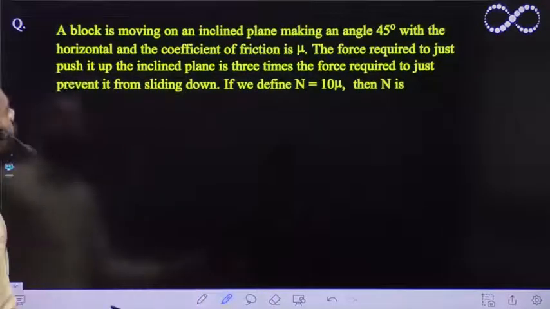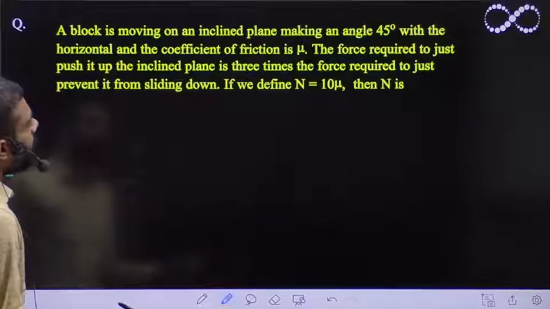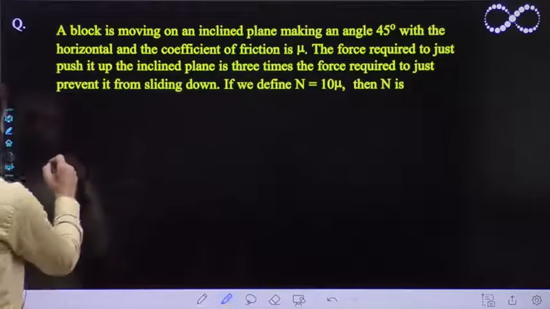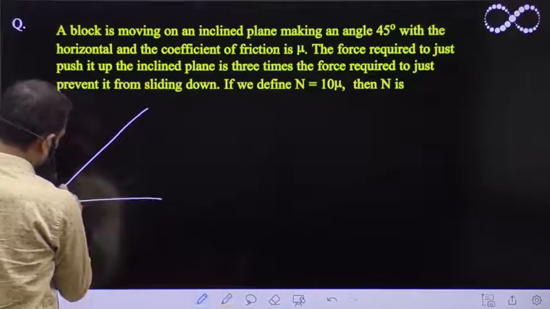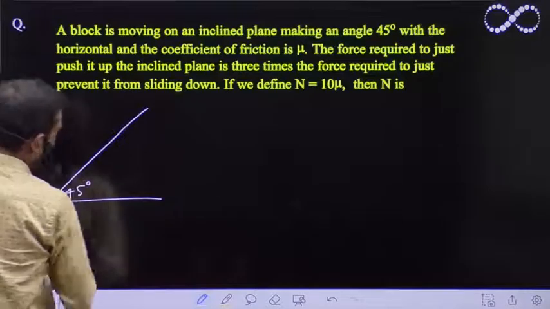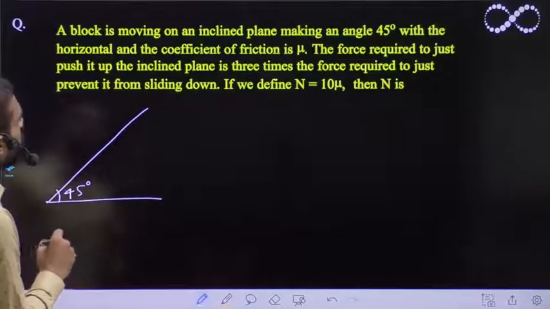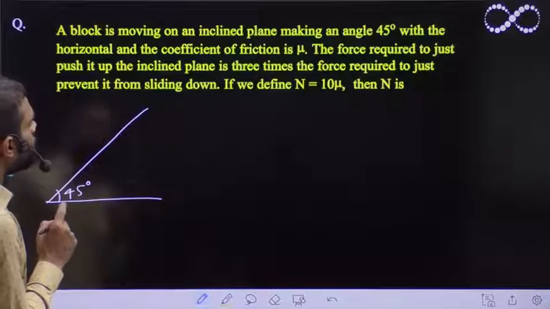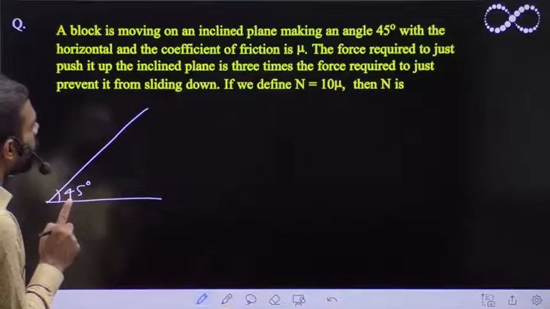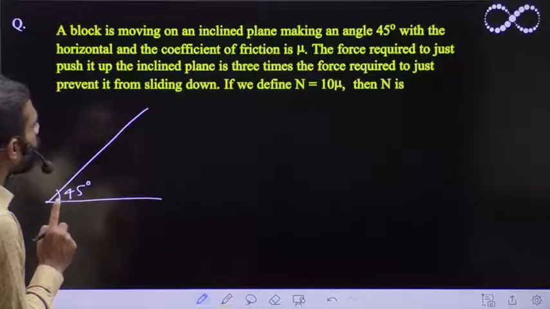Okay, a block is moving on an inclined plane making an angle 45 degrees with the horizontal. So let us make the diagram here. So this is the inclined plane making an angle 45 degrees with the horizontal, and the coefficient of friction is mu. The force required to just push it up the inclined plane is 3 times the force required to just prevent it from sliding down.